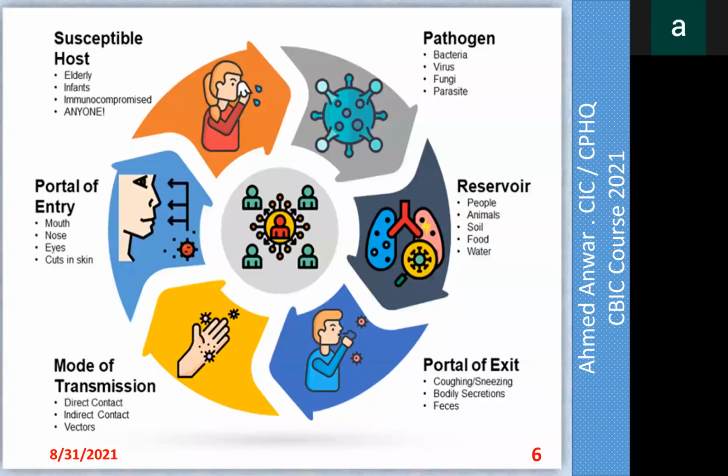This is another shape for the infection chain, illustrated by an example for each component of it. Our role as infection control professionals is to make a break in this infection chain to prevent infection transmission. And the most important point where we can break it is the mode of transmission, this area, by implementation of infection control practice or infection control guidelines.